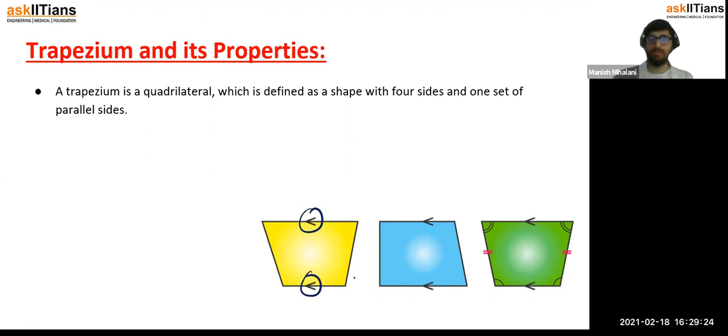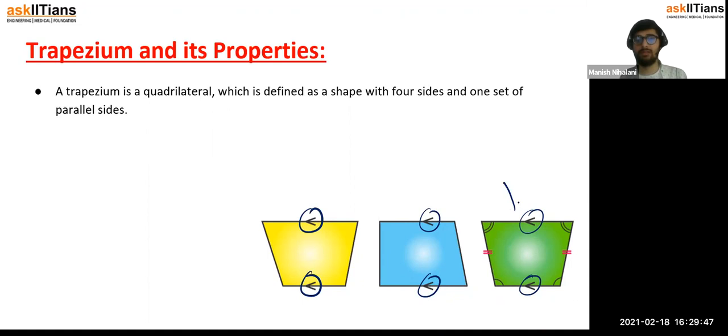These arrows represent the sides which are parallel. The sides are parallel, right? So a trapezium, all of these yellow, blue and green, they represent a trapezium. So one pair of sides is parallel, the other can be non-parallel and need not be equal also.